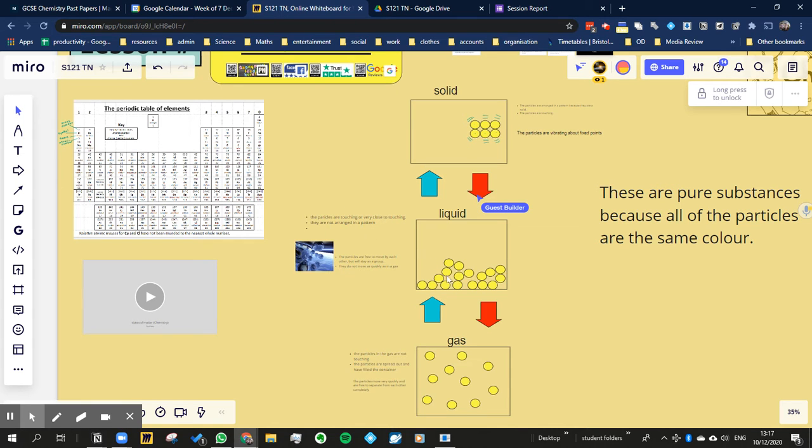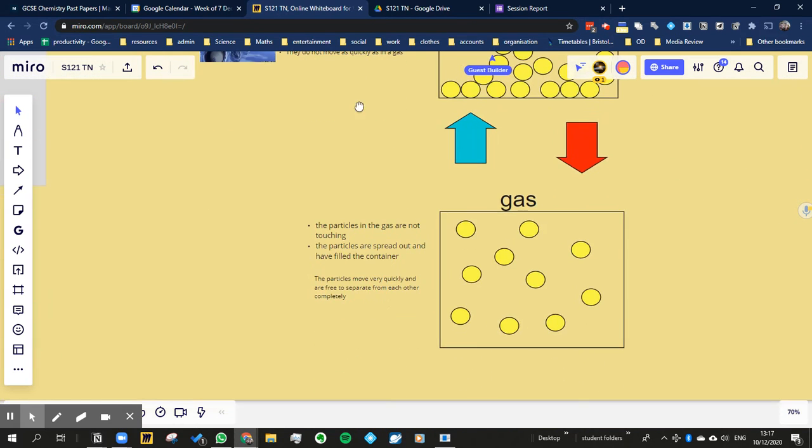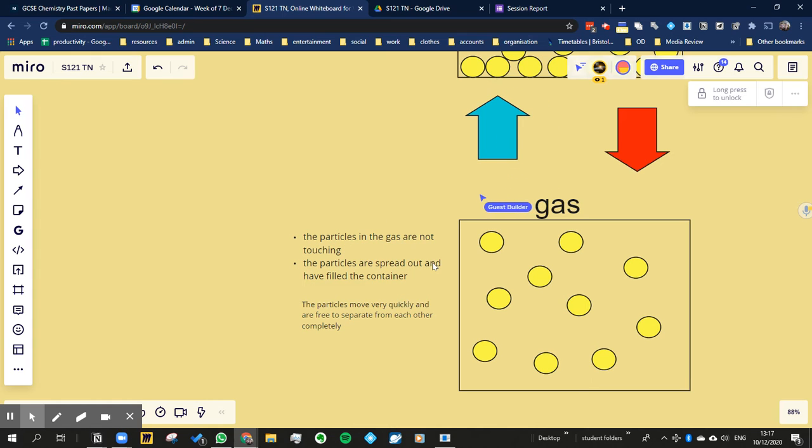Liquids, they're touching or very, very close. Same as a solid, actually, they might just be very, very close. They're not arranged in a pattern in a liquid. They're able to flow by each other, but they will stay together as a group. In a gas, the particles are not touching. They're spread out, and they're going to fill the container. They move very, very quickly.